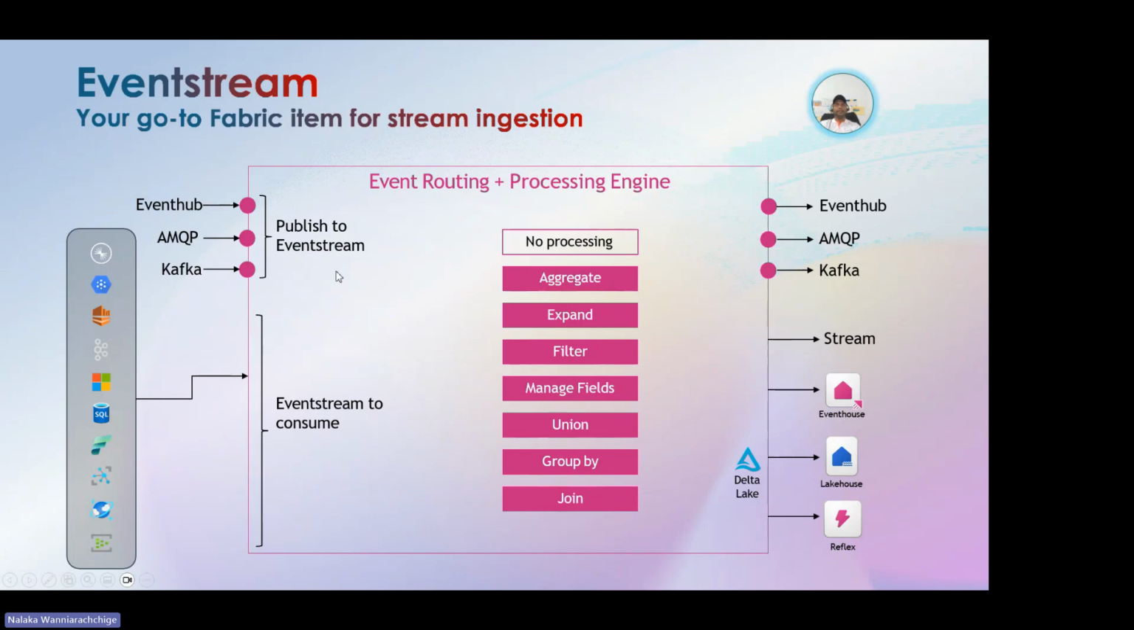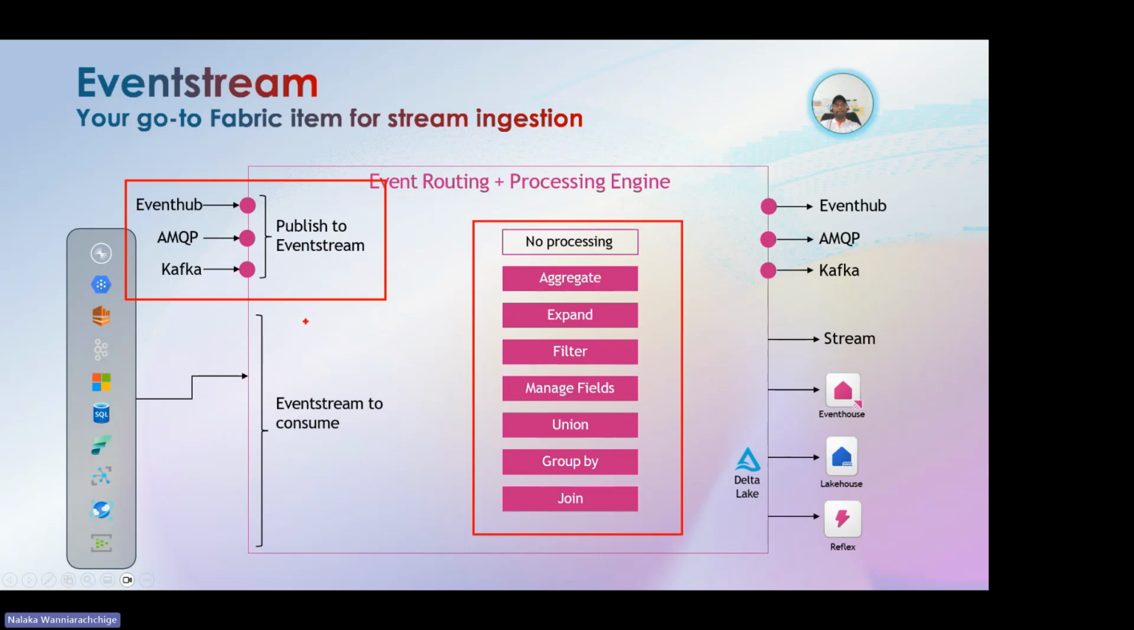Event stream, as I mentioned earlier, is the heart of the real-time intelligence engine. Inside the event stream, there are three protocols we can see: Event Hub, AMQP, and Kafka. We can use whichever protocol we need according to our use case, and then we can do some of the transformation.